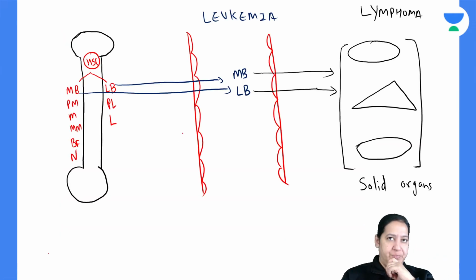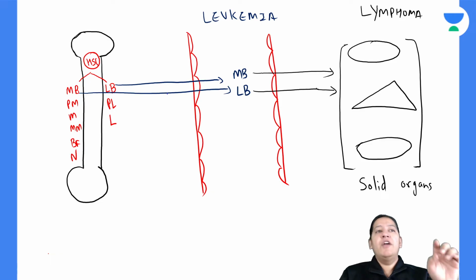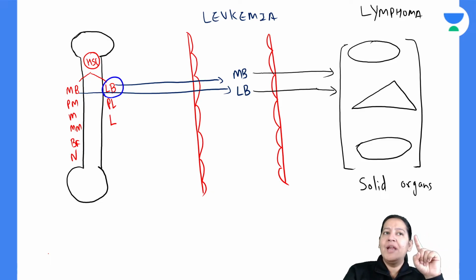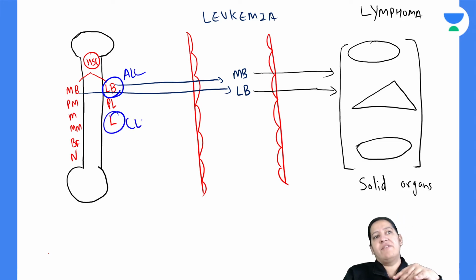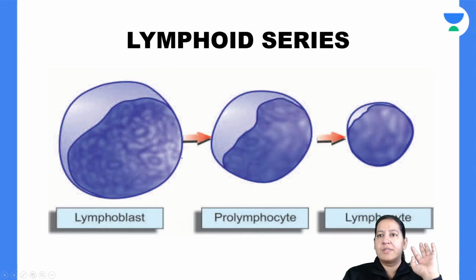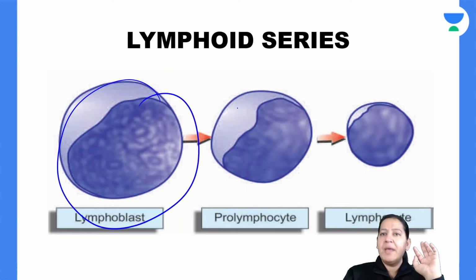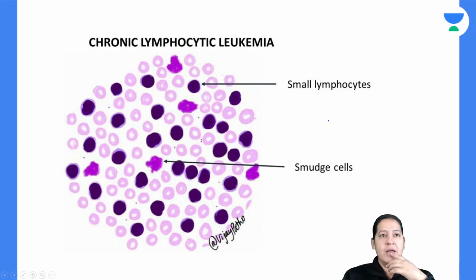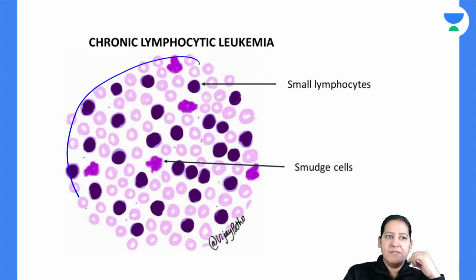As I have told you, if you are talking about ALL, only lymphoblasts will come in the blood. But if you talk about CLL, mature lymphocytes will come in the blood, but these are abnormal. These are not normal. Have you got it? Abnormal lymphocytes. So here lymphoblasts were coming, and now mature lymphocytes will come in the blood. So this is the diagram. See the diagram of CLL.